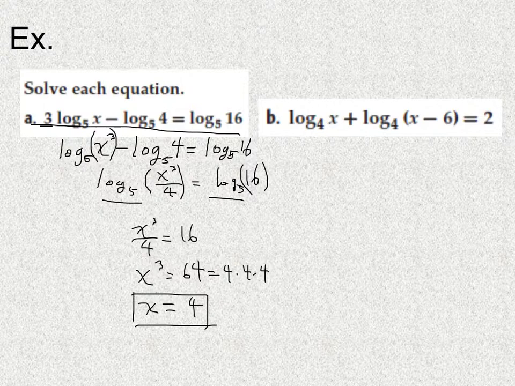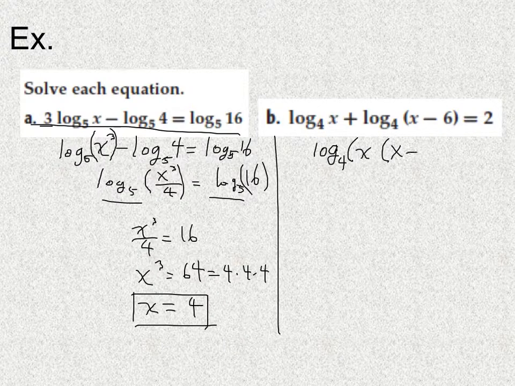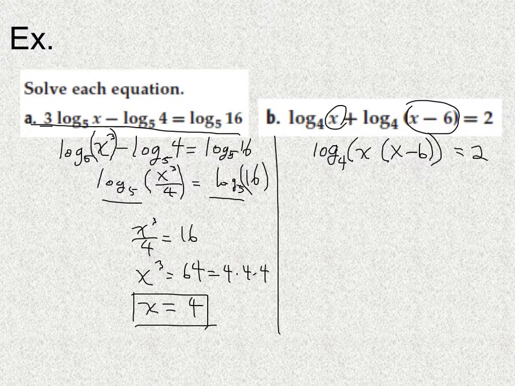Okay, let's try another one. Log base 4 of x plus log base 4 of x minus 6 equals 2. So let's try and simplify this. We can simplify the left side. Let's make that a nice simpler equation and see if we can do something from there. Okay, this is a sum, so we can multiply. We can go log base 4 of x times x minus 6, right? We can take this and multiply it with this, and that's equal to 2.